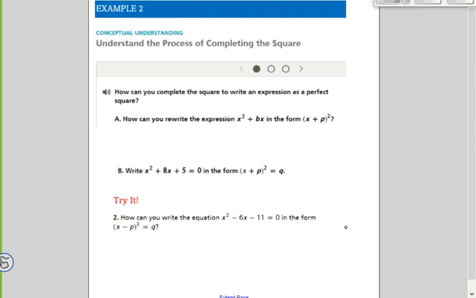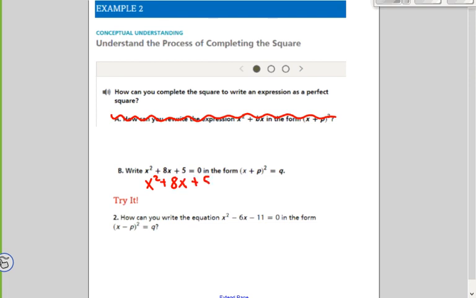All right, in example 2, what I want you to do is cross out part A. I don't really use that step. I don't think it's necessary. But what I'm going to do is I'm going to look at this x squared plus 8x plus 5.